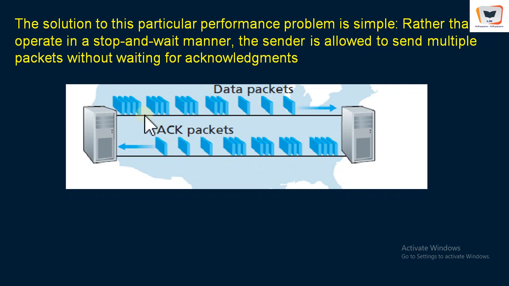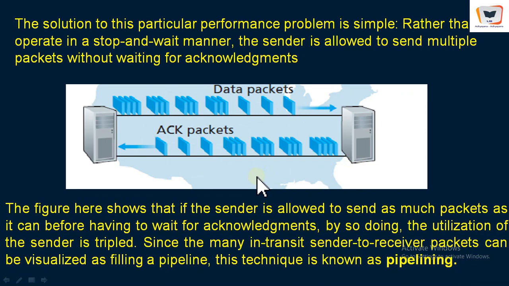Before the ACK for this arrives, several packets must have left the sender. Therefore, in the pipeline, the channel is always filled with data packets in the forward journey and ACK packets in the backward journey. Therefore, the complete bandwidth is utilized. The figure shows that if the sender is allowed to send as many packets as it can before having to wait for acknowledgements, the utilization of the sender is tripled, or becomes multiple times higher. Since the many in-transit sender to receiver packets can be visualized as filling a pipeline, this technique is known as pipelining.